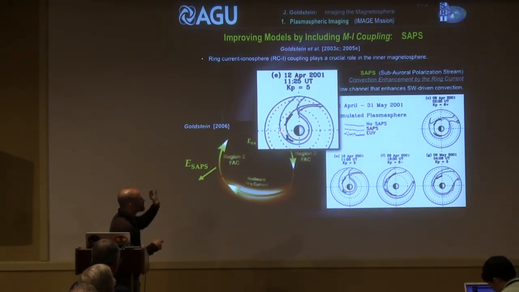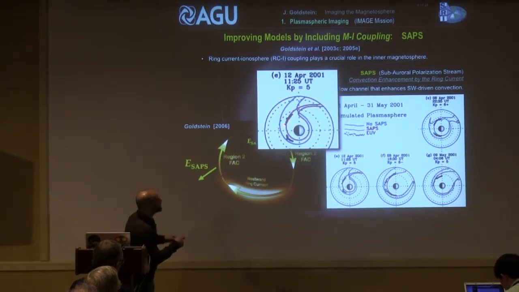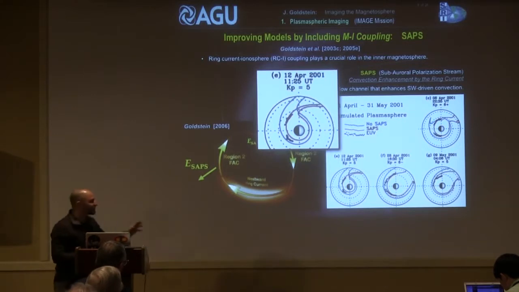The dusk side flow enhancement is strongest on the dusk side, but it's really on the entire night side. What it does is pull the model plasmapause in from where it would be for no MI coupling. When you add MI coupling, you pull the plasmapause in and it lines up with the observations much better. Now that's the general case in these examples, that you get better agreement.